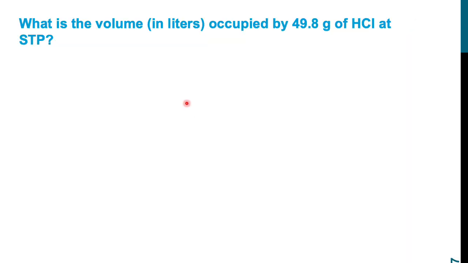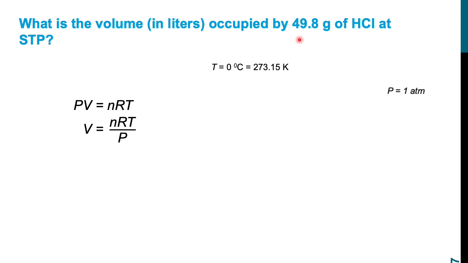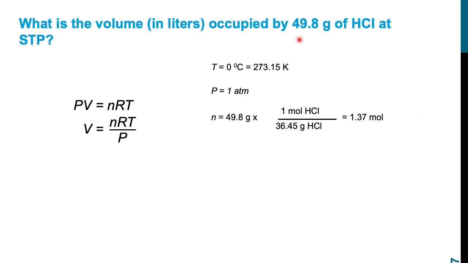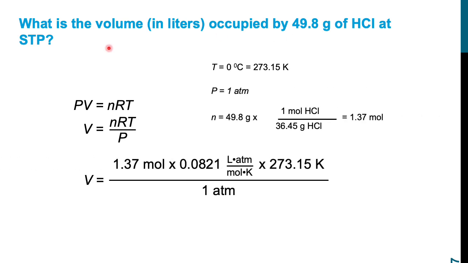Okay, this is an example. What is the volume in liters occupied by 49.8 gram of hydrochloric acid at standard temperature and pressure? We know that at standard temperature and pressure, the temperature should be 0 degrees Celsius, that is 273.15 Kelvin. And the standard pressure is 1 atm.